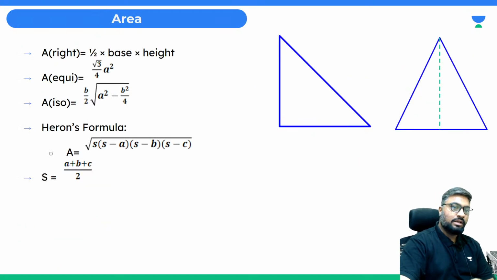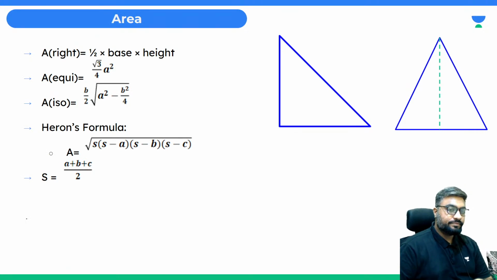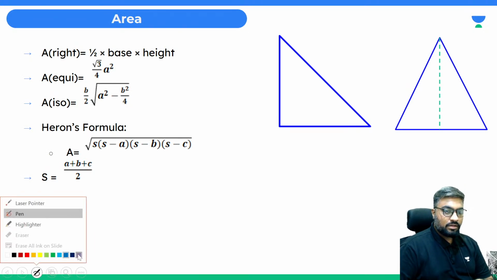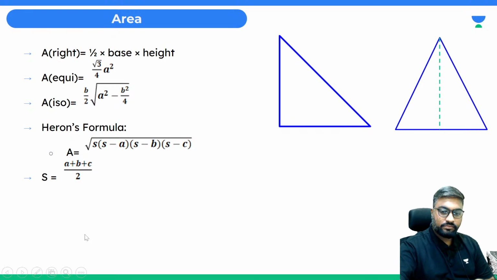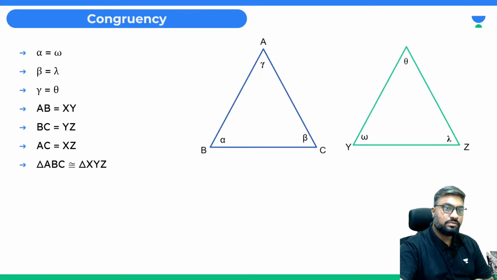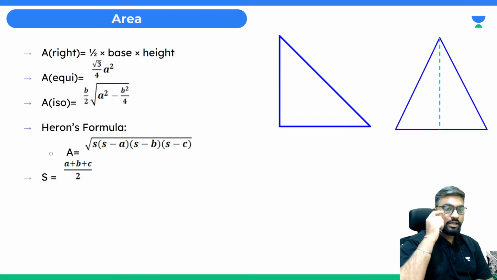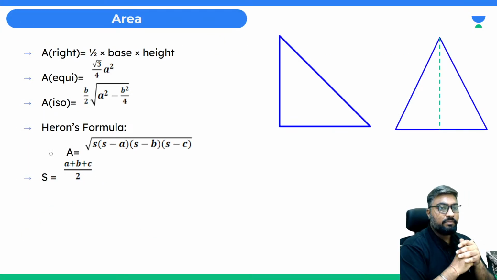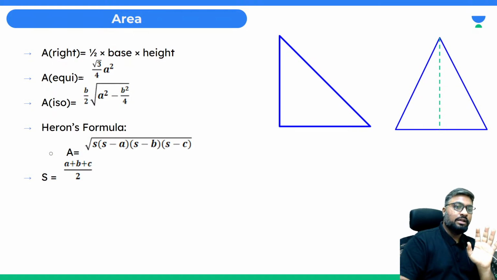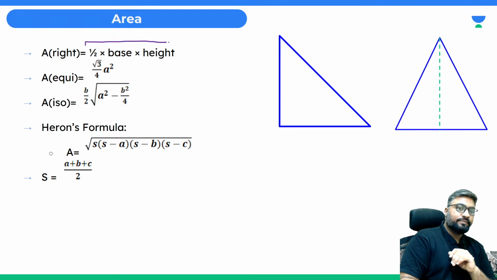Okay. Now let's move on to area. We'll do till area, and then congruency we'll do tomorrow. Okay. So area of a triangle is given by the most common formula for area of any triangle, not necessarily a right angle triangle. कोई भी triangle का area क्या है? Half times base times height.